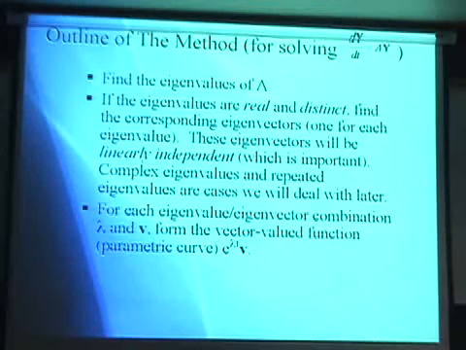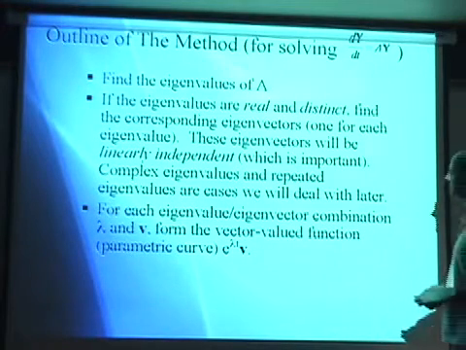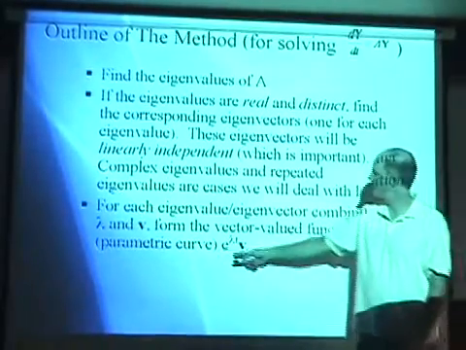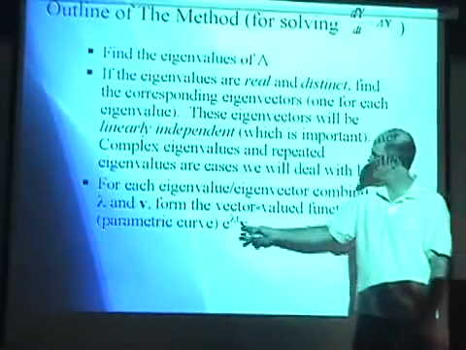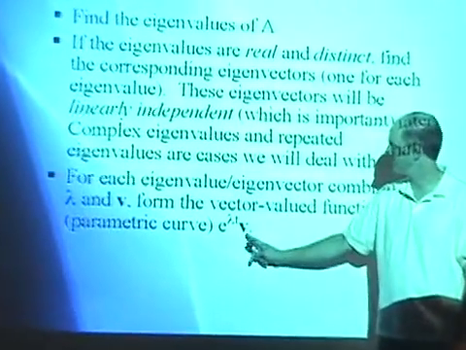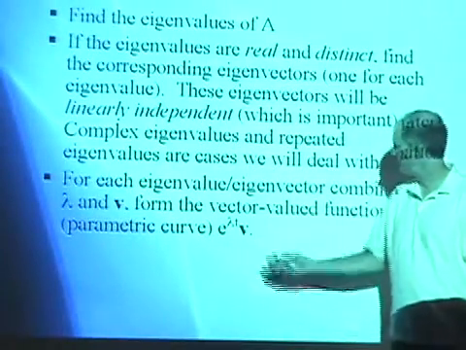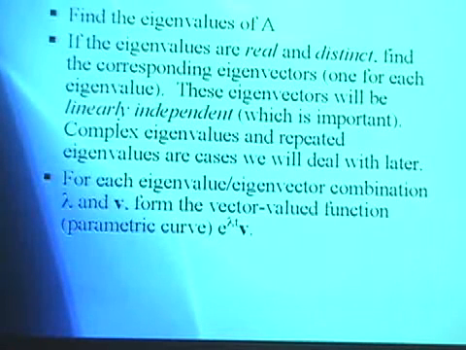What's the next step? Well, for each eigenvalue-eigenvector combination, lambda and v, form this function right here. This is a function of t. Think of the lambda as fixed and think of the v as fixed. It's a vector-valued function. For the real input t, you get a vector out, the scalar e to the lambda t times the vector v. That can also be thought of as a parametric curve. As t varies, it's going to describe a curve in the plane if v is 2-dimensional or 3-dimensional space if v is 3-dimensional. And you can go on in 4-dimensional space if v is 4-dimensional.